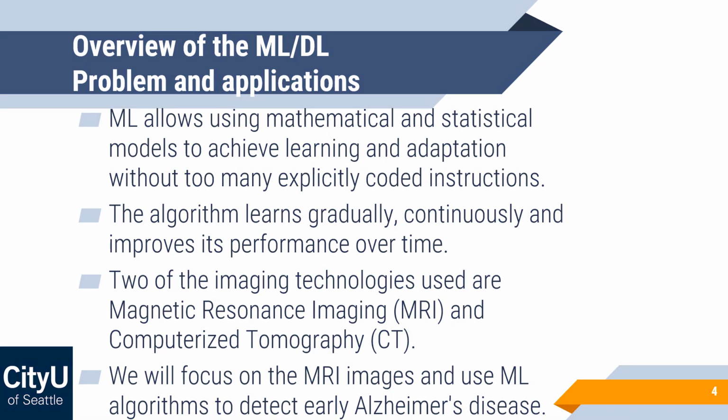Machine learning allows us to use mathematical and statistical models to achieve learning and adaptation without too many explicitly coded instructions. The algorithm learns gradually and continuously, and improves its performance over time. Two of the imaging technologies used for Alzheimer's disease are magnetic resonance imaging, MRI, and computerized tomography, known as CT. We focused on the MRI images and use machine learning algorithms to detect early Alzheimer's disease.